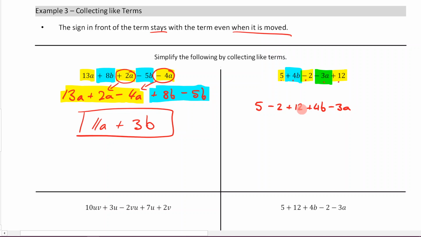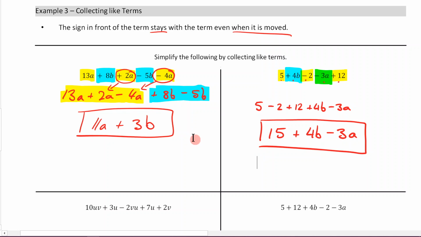5 minus 2 plus 12. Well, minus 2 plus 12 is 10. 10 plus 5 is going to be 15. Then I'm going to get plus 4b minus 3a. So that is going to be my answer. Let's come down here now.